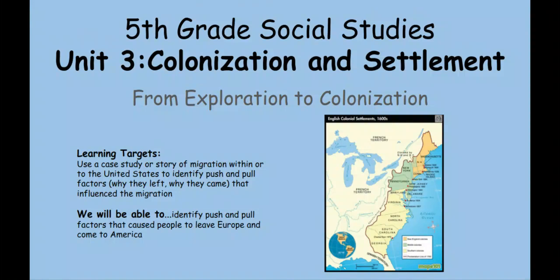This lesson is part of our 5th grade Social Studies Unit 3, Colonization and Settlement. In this lesson, we will compare the goals, motivations, and obstacles of colonists to the goals, motivations, and obstacles the explorers had faced. We will be able to identify push and pull factors that caused people to leave Europe and come to America.